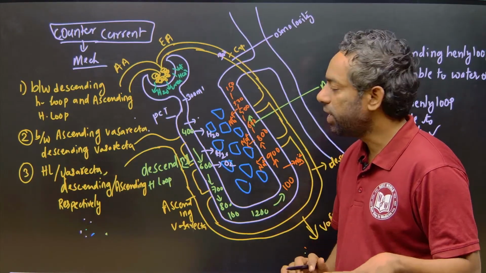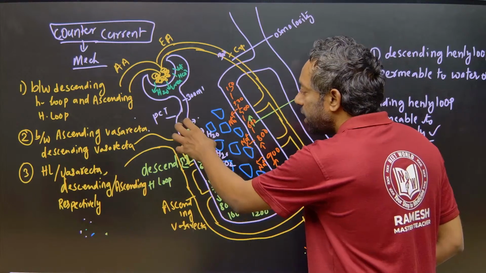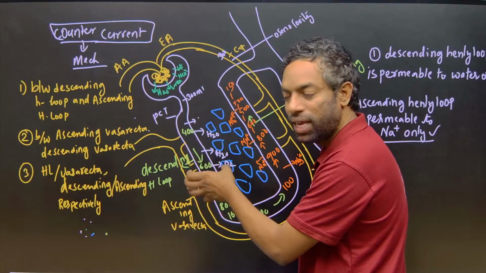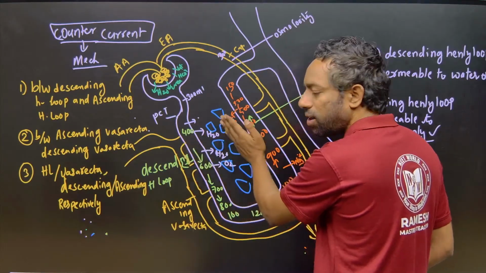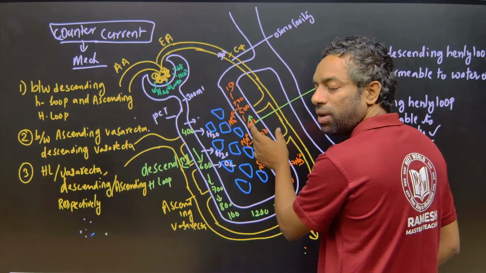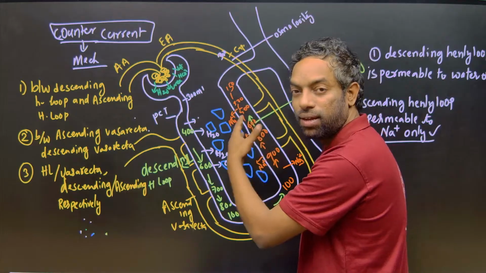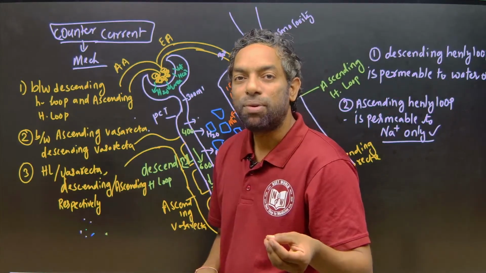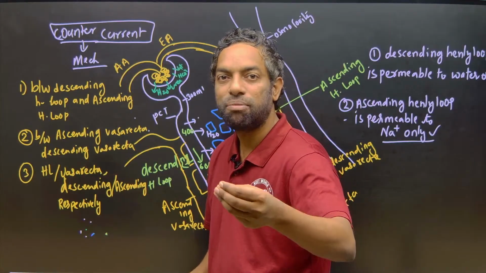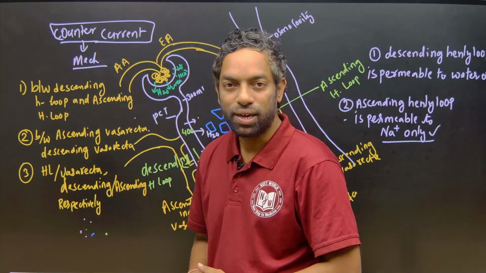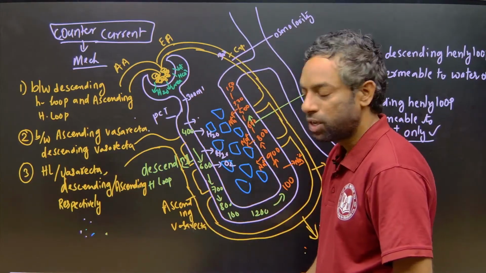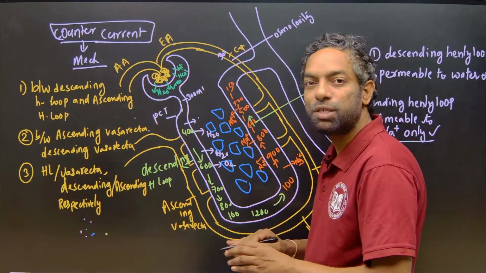So just look here, guys. Water is permeable in the descending Henle limb, meaning if the solution loses water, the concentration will increase. In the ascending Henle limb, ions are permeable and water is impermeable. If the ions are removed, the concentration will decrease. So it goes down to 150, and a dilute urine is produced.